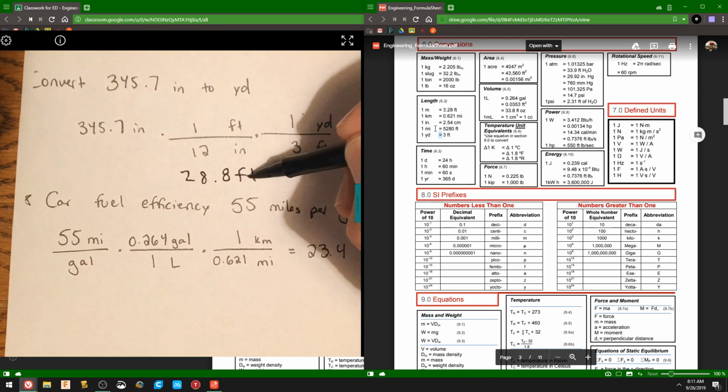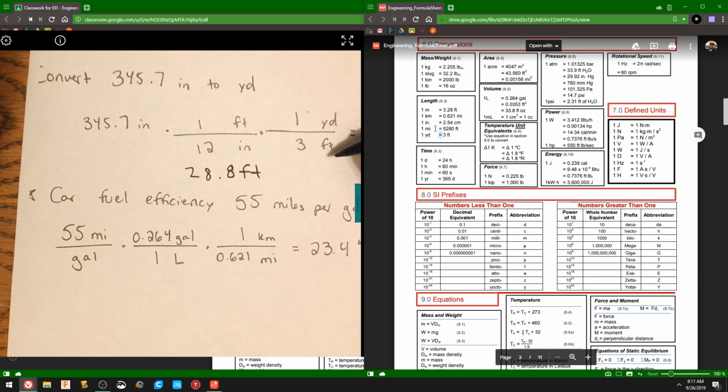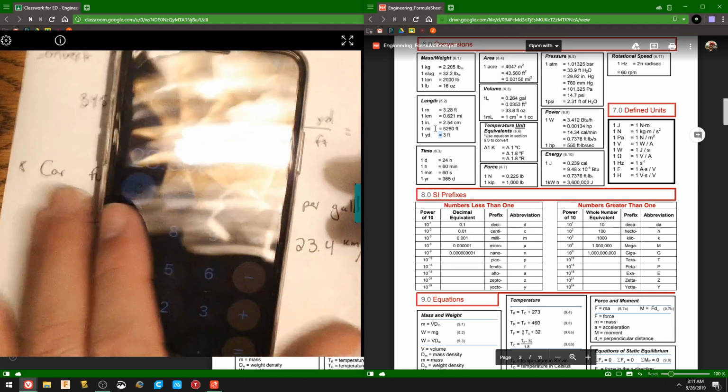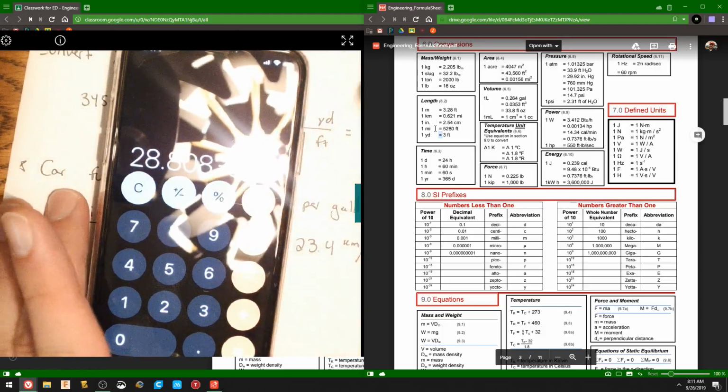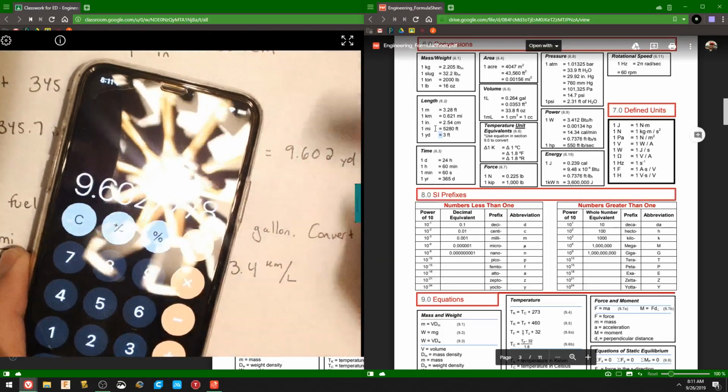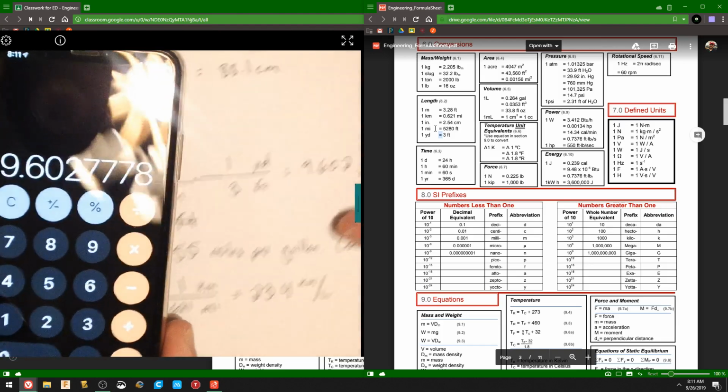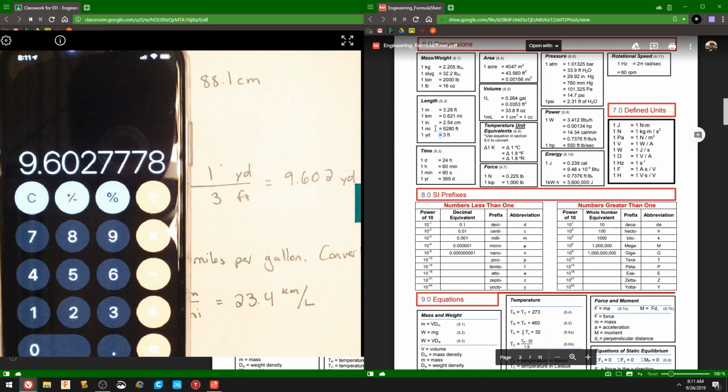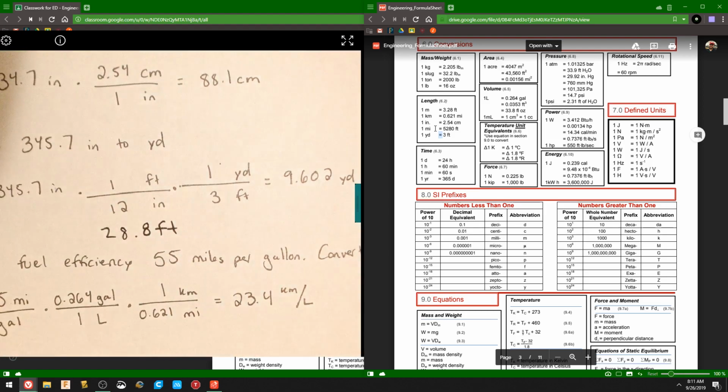We have our given, we have our desired, we have our given. So in this case, there's 1 yard for every 3 feet. Same thing again. We're going to take that number and divide it by 3. You get 9.602, and that's exactly what we got right here. Okay? Pretty straightforward. And that's in yards.